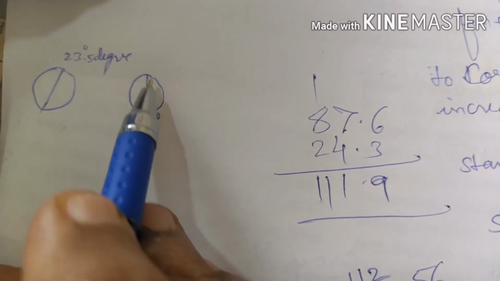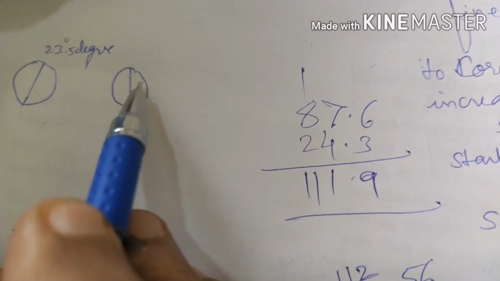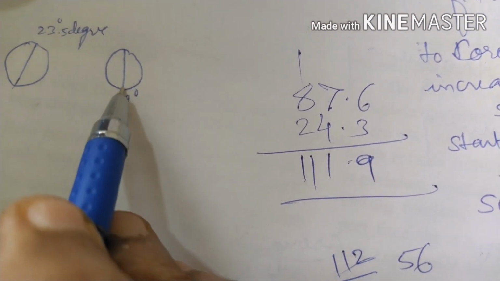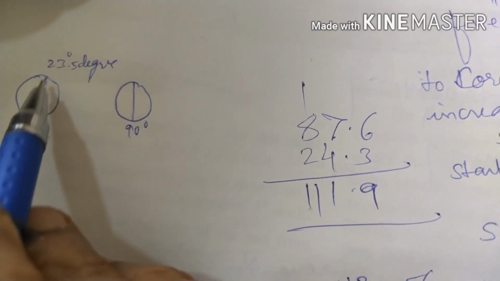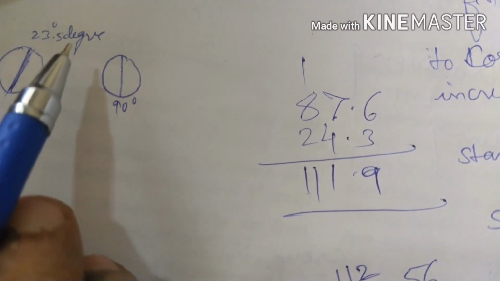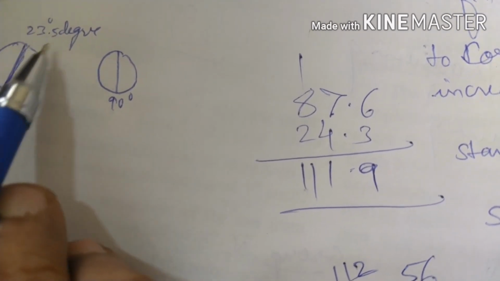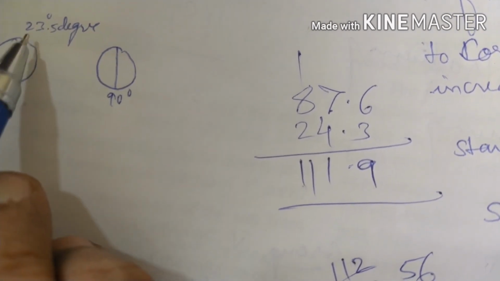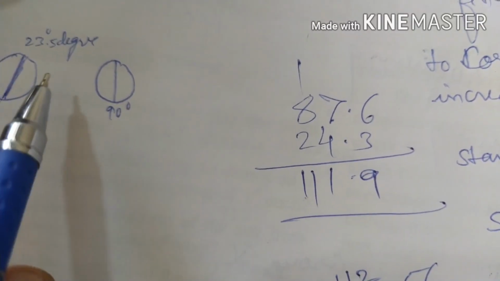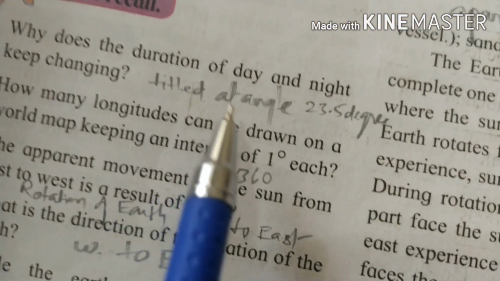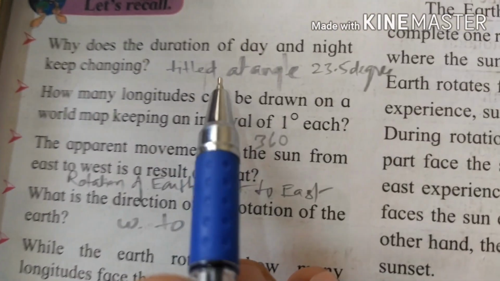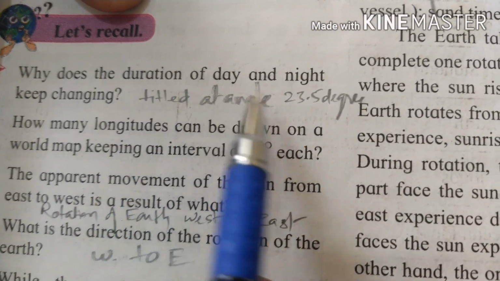You see here, for example, this is an earth. It should be at 90 degrees, straight, when it is revolving around the sun. But you see it is in this manner. The earth is in a slightly inclined position, 23 degrees. It is not straight at 90 degrees, but somewhat inclined. It revolves around the sun in a tilt manner. So that is the reason why we are having a change in the duration of day and night.